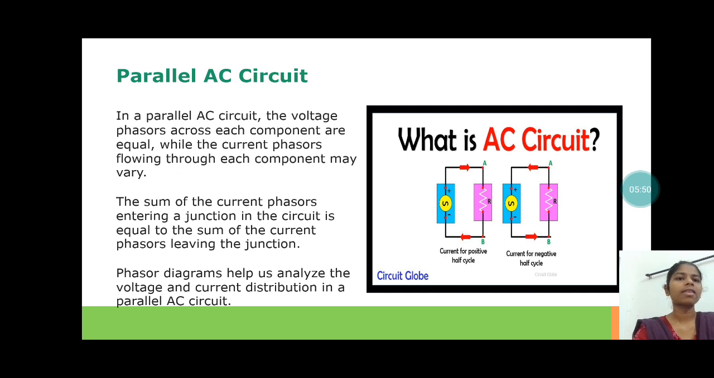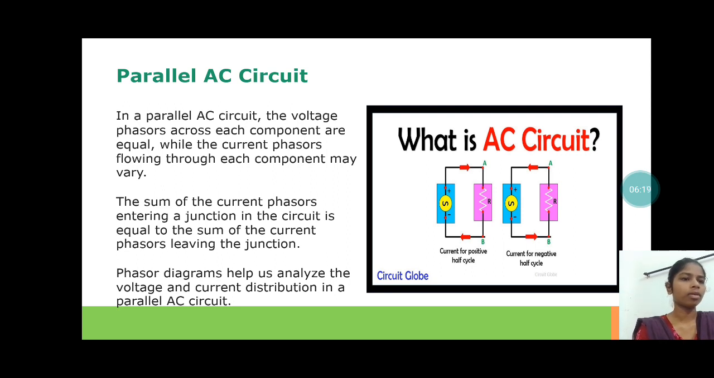And this is a parallel AC circuit. In a parallel AC circuit, the voltage phasors across each component are equal. While the current phasors flowing through each component may vary, the sum of the current phasors entering a junction in the circuit is equal to the sum of current phasors leaving the junction. Phasor diagrams help us analyze the voltage and current distribution in a parallel AC circuit. For this circuit diagram, we can understand what an AC circuit is.